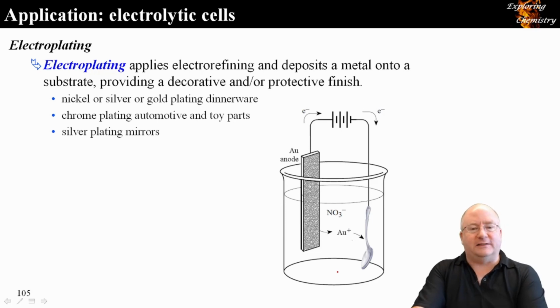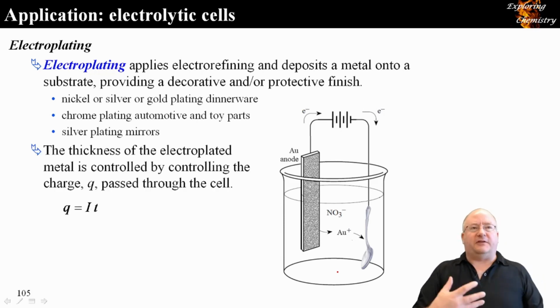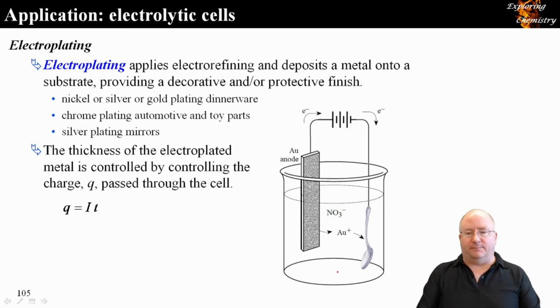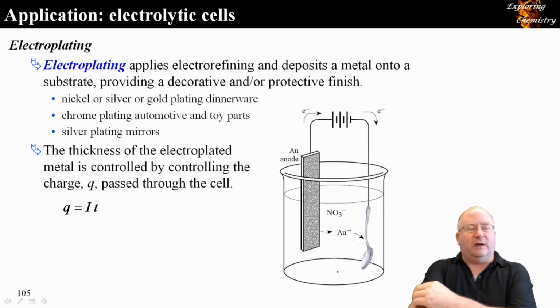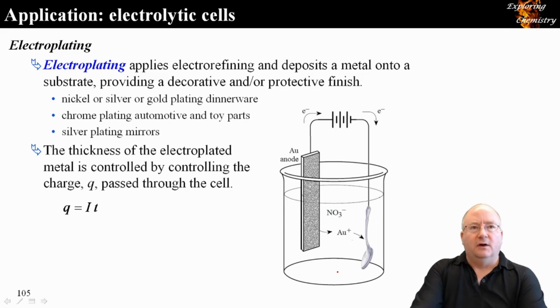Chrome plating of automobile parts and toy parts is also a common electroplating process. The thing we need to control here, again, is the current. Measuring the current allows us to know how much we have deposited. The equation that relates current to charge is simply Q is equal to I times T. Q is the charge, current is I, and T is the time. We can figure out how much charge is transferred, convert that to moles of electrons and then moles of the reactive element or metal that's being transferred.